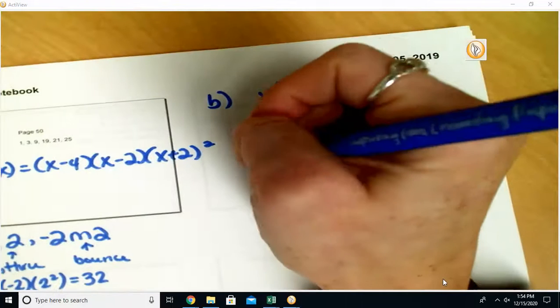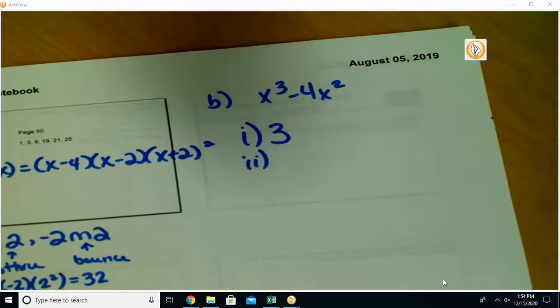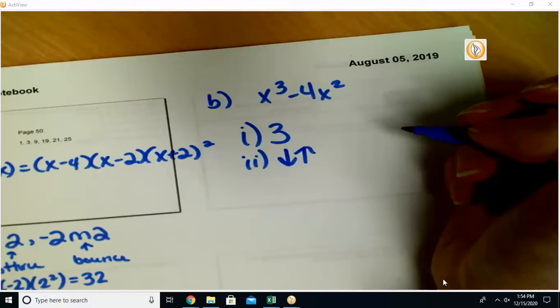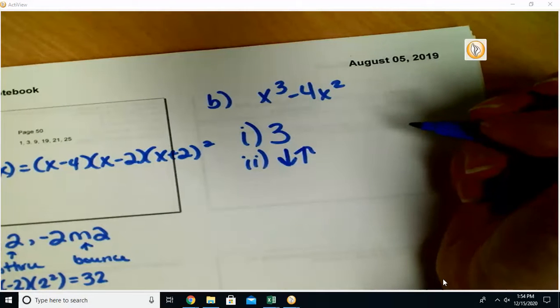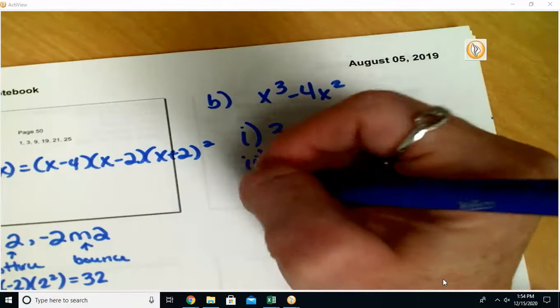Alright, second thing, end behavior. So if it's odd, it looks like a chair. Down, up. Negative coefficient would flip those ends. What's this one going to look like? Down, up. And again, if you weren't sure, what do you do? Graph it and see. Okay. Then number 3.